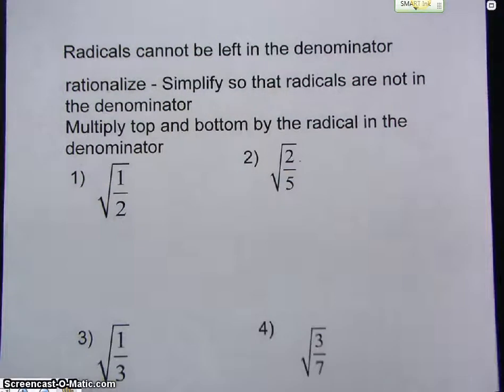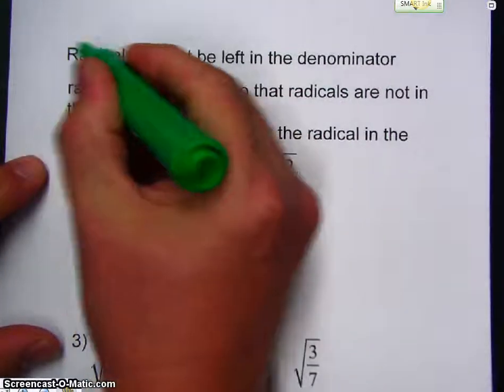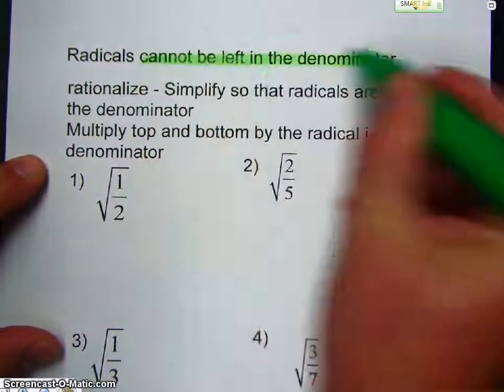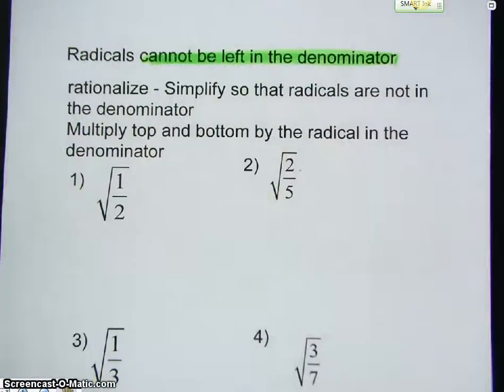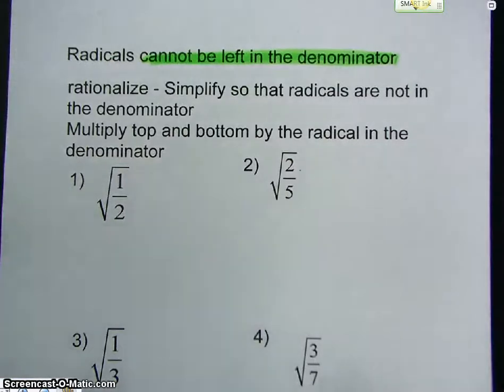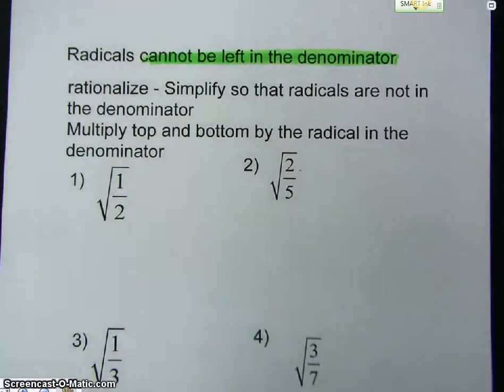Radicals cannot be left in denominators. So when we are simplifying radicals, you have to remember this. They cannot be left in the denominator, in the bottom of the fraction. That is important to know. I have a lengthy explanation for the reason why, but I can always answer that later.